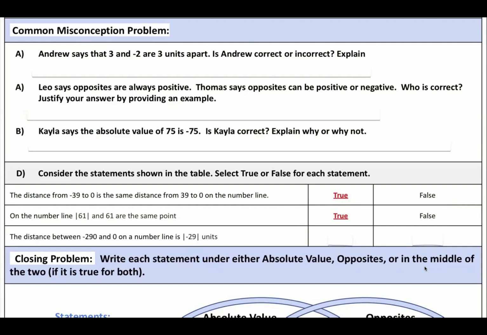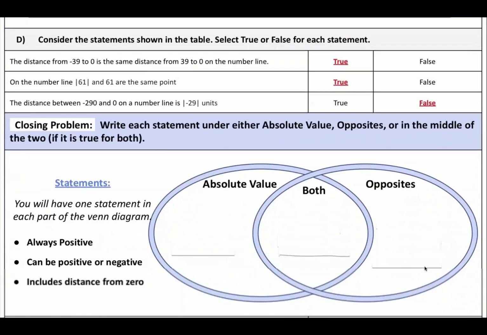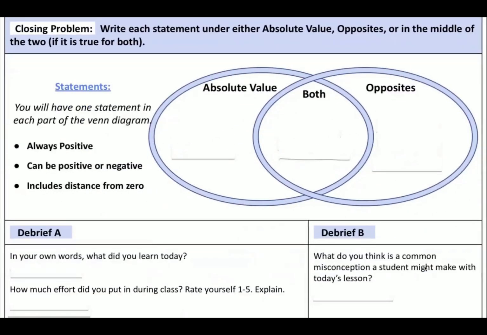And then the last part of the table, the distance between -290 and 0 on a number line is -29 units. Nope. That is false. In our Venn diagram, remember you're only going to have one statement in each part of the Venn diagram. We're not going to go over this in the video.